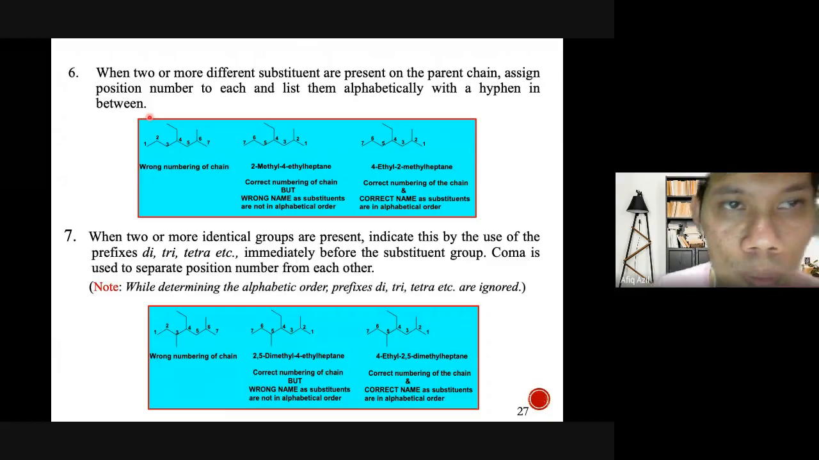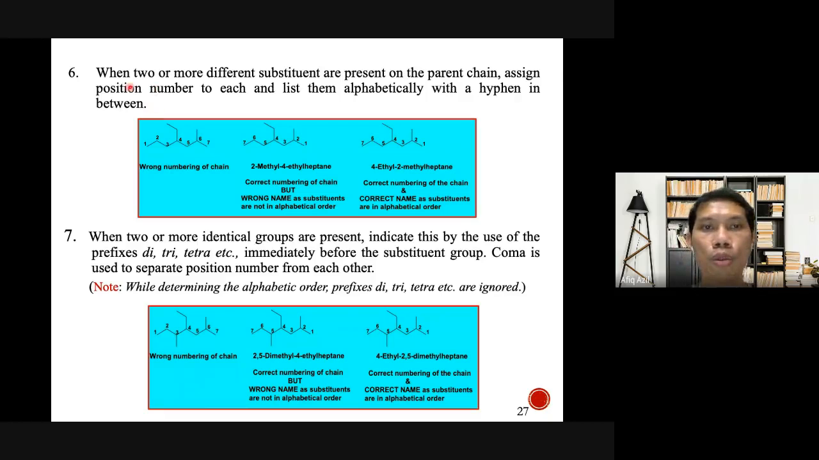Then rule number 6 states that when 2 or more different substituents are present, just now only 1 substituent, but now if there are 2 or more substituents present on the parent chain, you have to assign a position number to each and list them in alphabetical order, with hyphens.